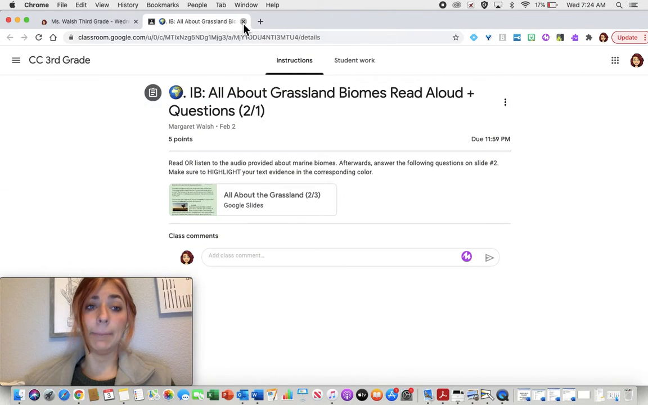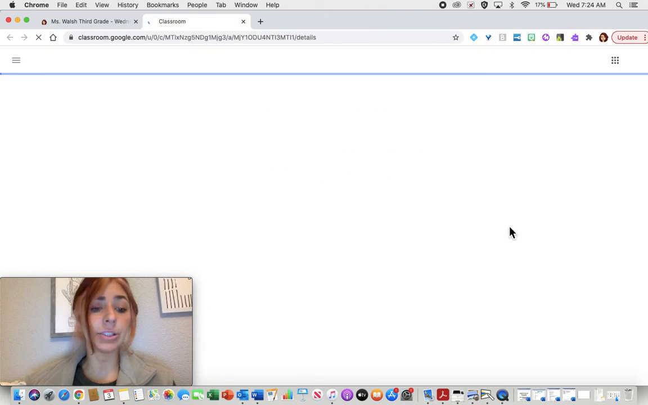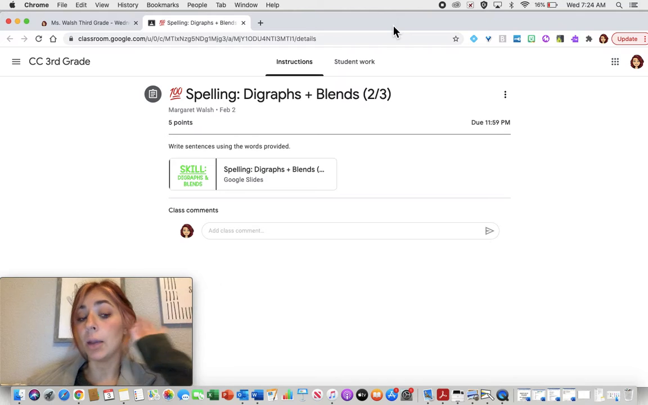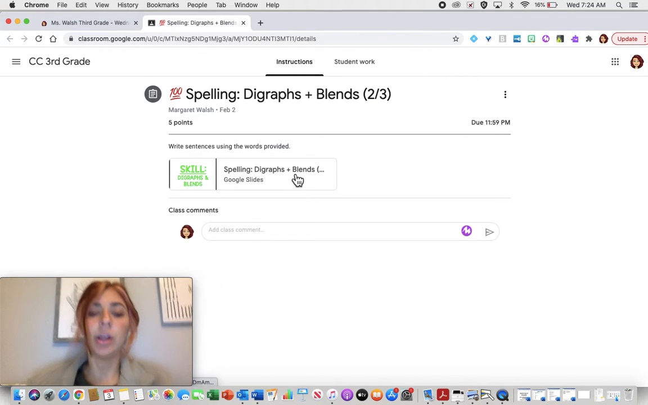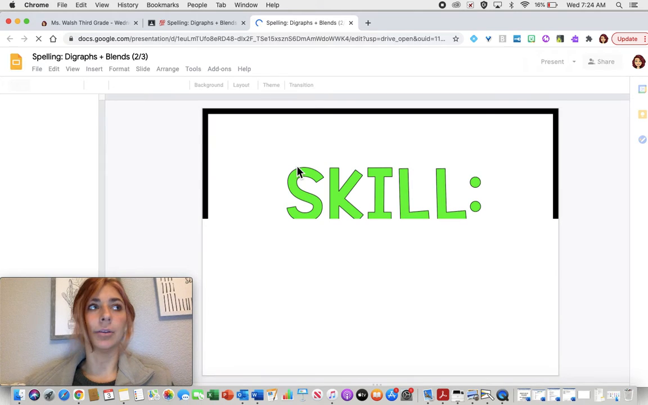Keep that in mind. And then we have a break. After your break, you're going to come back. We're going to work on our spelling job, digraphs and blends. Remember, digraphs are 2 consonants making up 1 sound. So ch, th, sh, k. Trying to think of other ones.